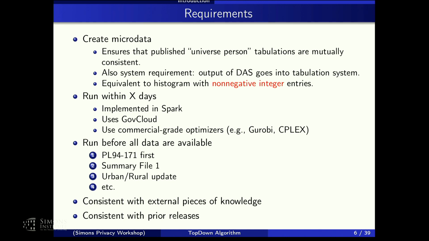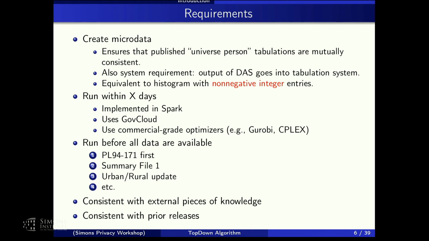Okay. So two challenges we have. One is we have to run our system before all the data are available. Because surveys are complex and there's a lot that goes on before we even see the data for disclosure control, we're first going to see the redistricting data. We're going to have to create a differentially private version of that. Then we're going to get more data, and we'll have to create a differentially private version of summary file 1, which will have to be consistent with PL94. Then there's going to be an urban rural update, which has a little bit more information. And that's not the end. There's going to be a lot more tabulations that come after this.